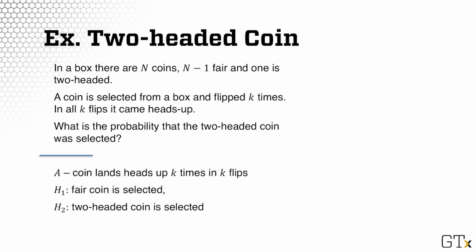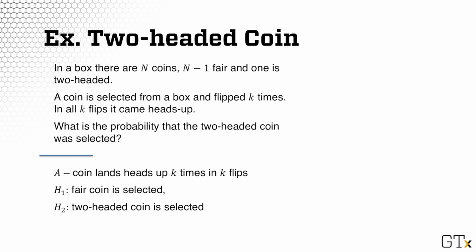But this coin is, by touch and by looking at it, indistinguishable from other coins. So when you put this in the box and randomly select one coin, there is no way for you to tell by touching coins which one is fair and which one is two-headed. So you select one coin from the box at random, and without looking at which coin it was, you flip it k times. All k times that you flip that coin, it came heads up. And the question is, what is the probability that the two-headed coin was selected?